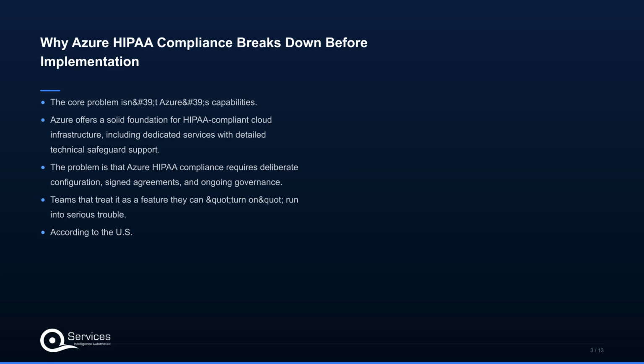According to the U.S. Department of Health and Human Services, covered entities and their business associates must implement both technical and administrative safeguards. Moving patient data to the cloud doesn't transfer the compliance obligation. It creates a shared responsibility model where Azure covers the physical and some infrastructure level controls, but your team still owns the application layer, access controls, audit logging, and more. The 7 mistakes below each map to a gap in that shared responsibility. Fix them before deployment, not after.